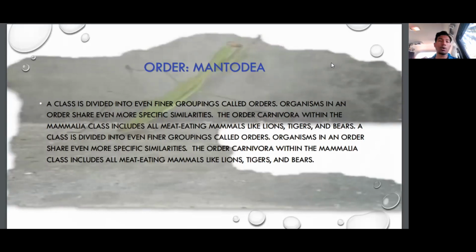First, the order is called Mantodea. A class is divided into even finer groupings called orders. Organisms in an order share even more specific similarities. The order Carnivora within the Mammalia class includes all meat-eating mammals like lions, tigers, and bears.